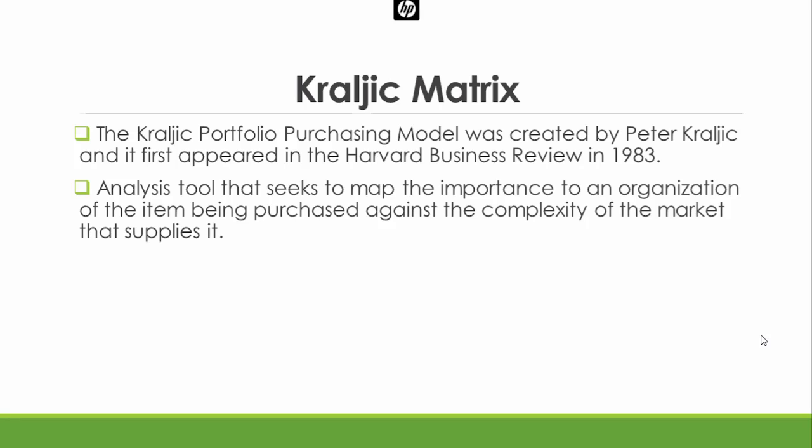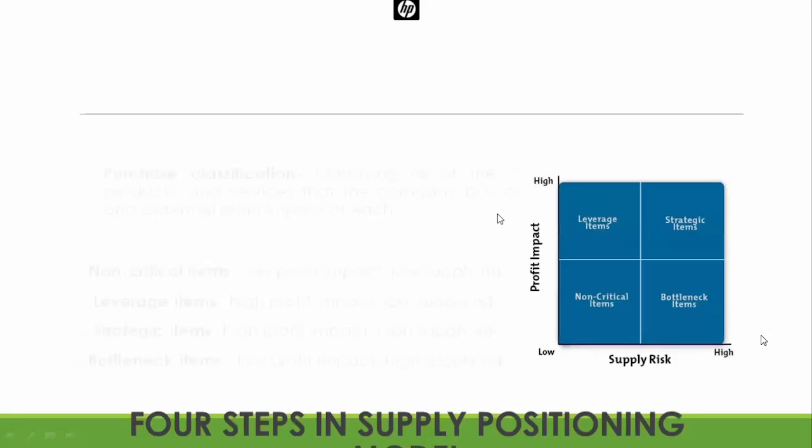It is an analysis tool that seeks to map the importance to the organization of the item being purchased against the complexity of the market that supplies it. Ibig sabihin, para malaman o magkaroon sila ng insight sa working methods ng isang purchasing department tulad ng how they spend their time on their various products and yung probabilities ng supply disruption, ibig sabihin yung supply risk. Para mag-guide din ng isang company sa kanilang procurement strategy. So, Kraljic model can be seen through the following 4 steps.